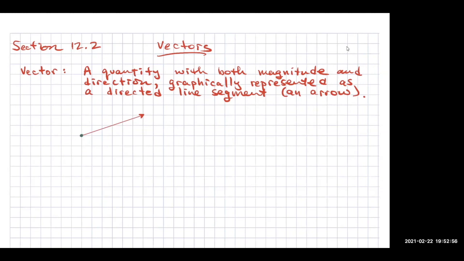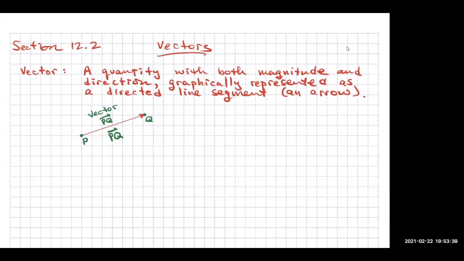So if this point here is P and the end point is Q, then that vector could be called vector PQ. And here we would write PQ just as we do with a line segment. We do a line over it, but this time we'll put a barb over it like that. But more often we would write PQ and the barb looks more like sort of a hook like that. So it's not really an arrow when we use that symbol.